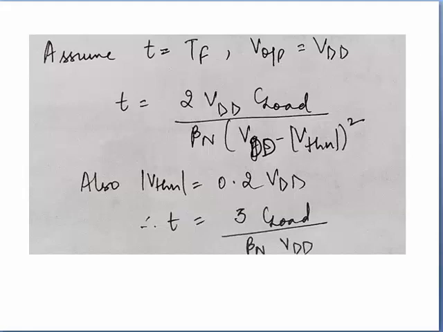So today in this lecture we discussed the delay, CMOS inverter delay and propagation delay. Also we discussed two types of CMOS inverter delays. First one is rise time and second is fall time, and also calculated and derived the equation for rise time and fall time. That's all. Thank you.